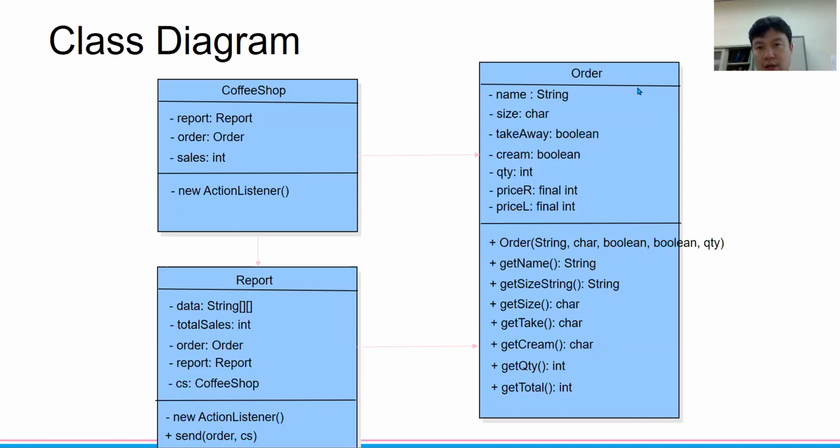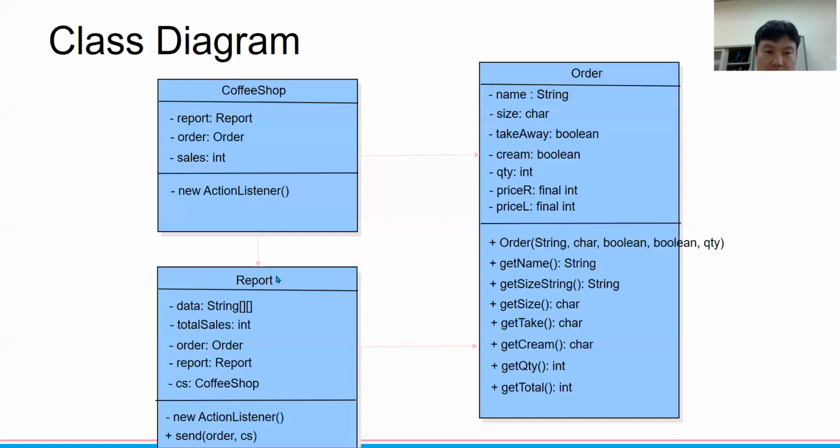And yeah, last time we already created the order class. So we have the name as a string, size as a character, takeaway is Boolean, cream is Boolean, quantity is integer, price R and price L. It was about the integer, or it is the price of the coffee in terms of the size, which is regular and large. And you have the order, which is the constructor, and then get name, get size string, get size, get take, get cream, get quantity, get total.